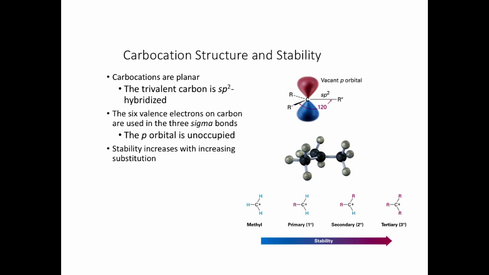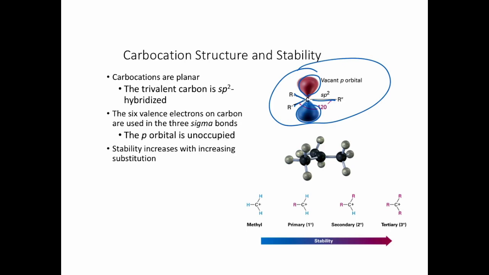A carbocation is planar because it's sp2 hybridized. So it has 3 sp2 hybrid orbitals forming these sigma bonds, and then it has an unhybridized p orbital, which is empty, that extends above and below the carbon like this.